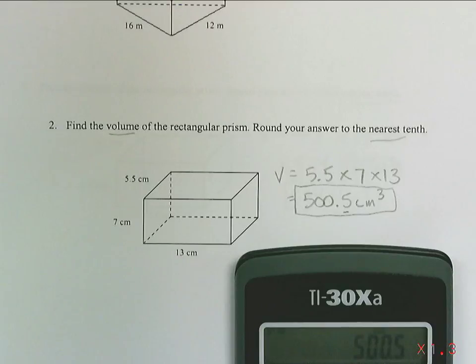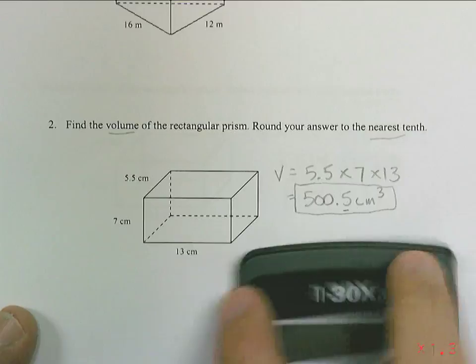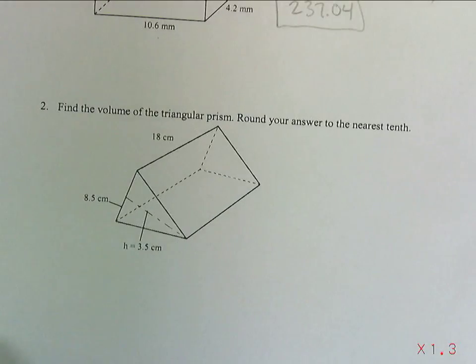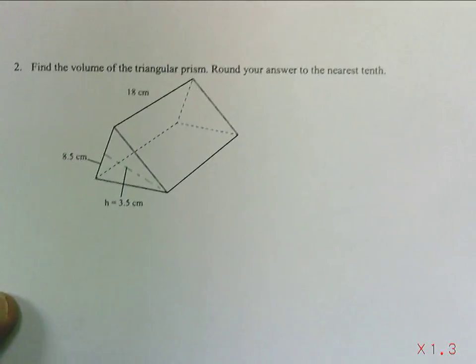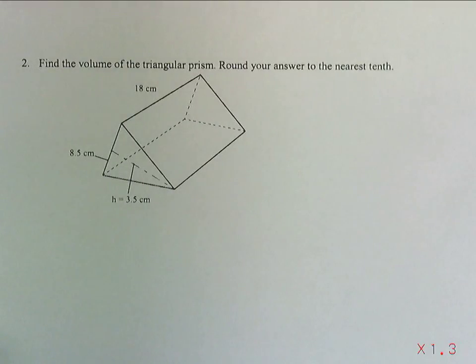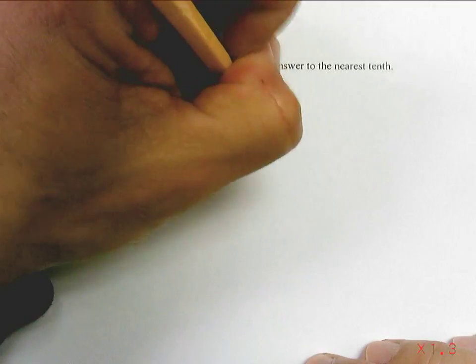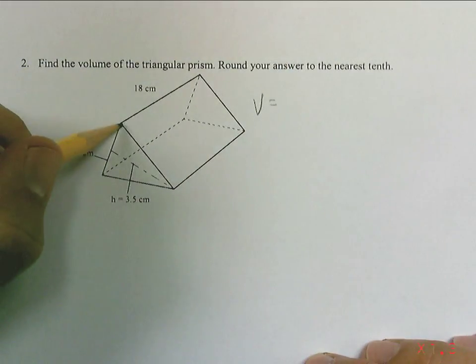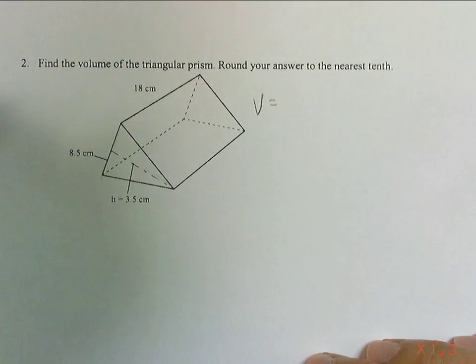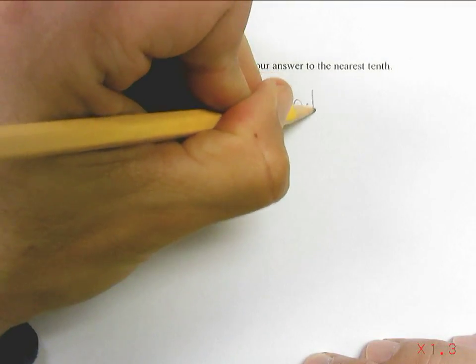And having known that, I want you to, I believe it's here. Find the volume of that triangular prism. So the volume is going to be base times height divided by 2.